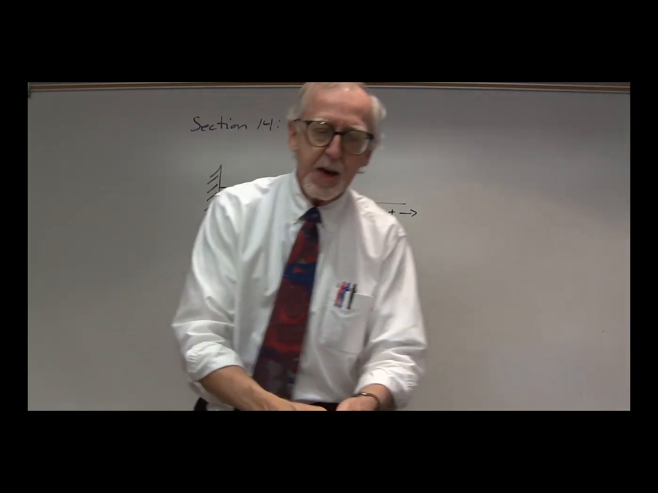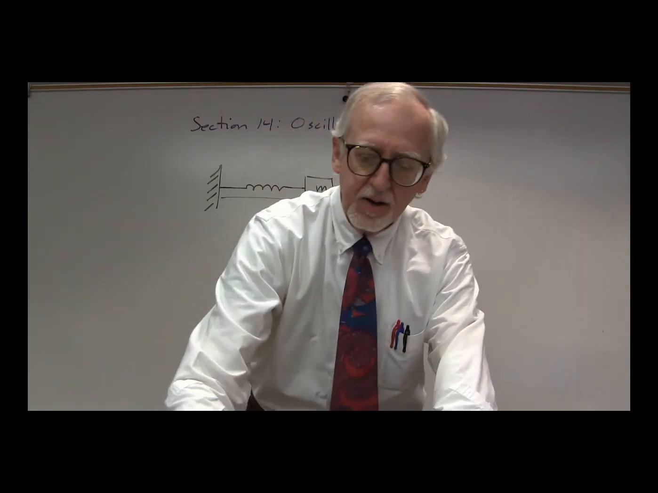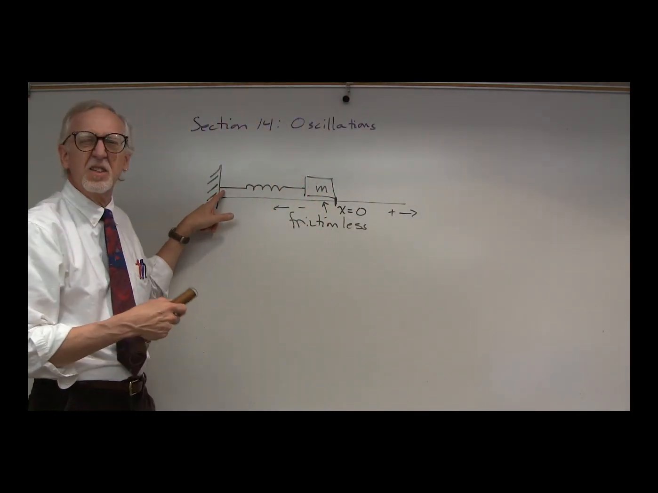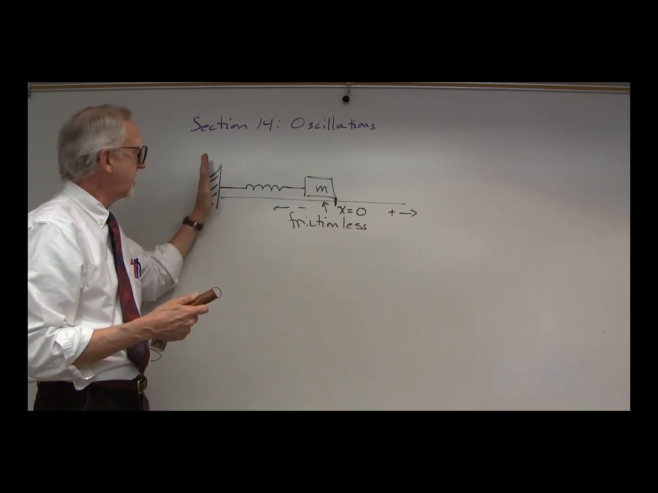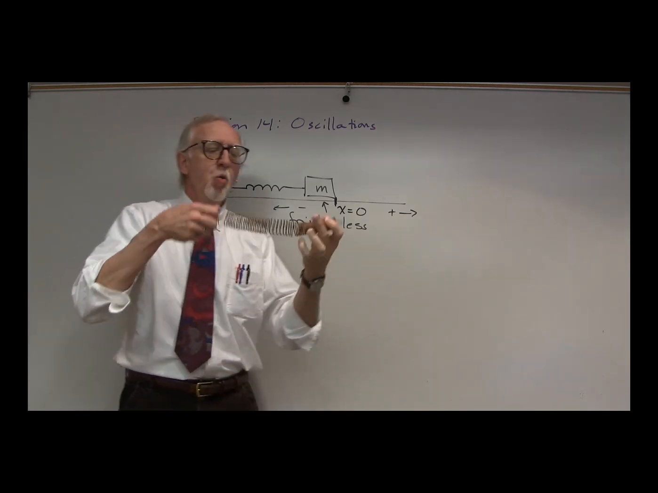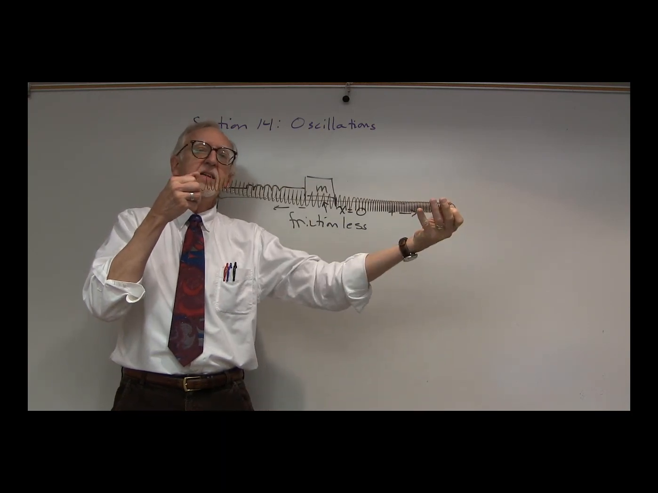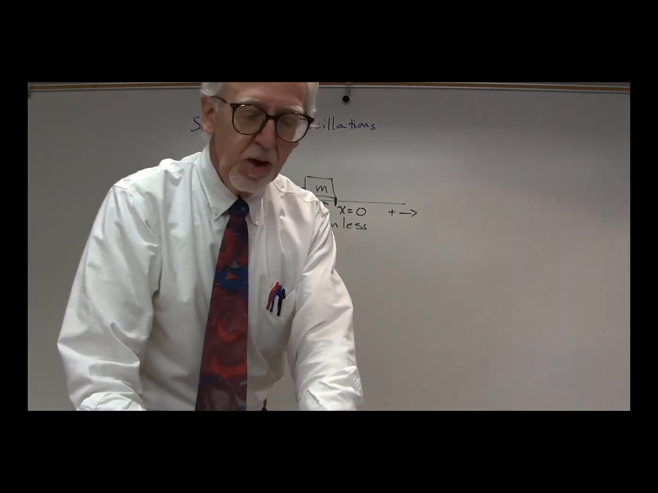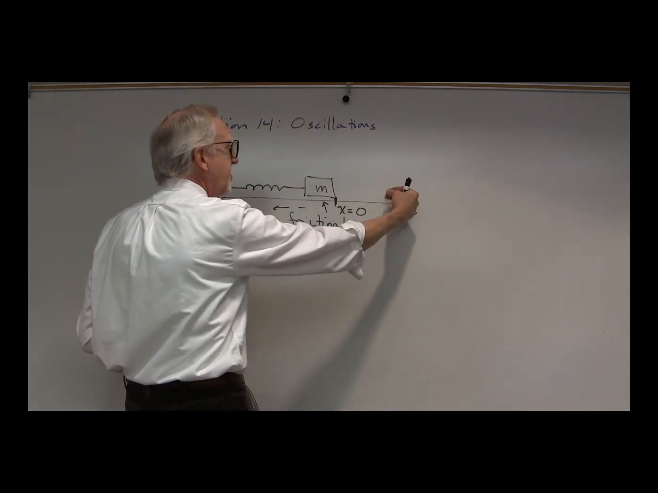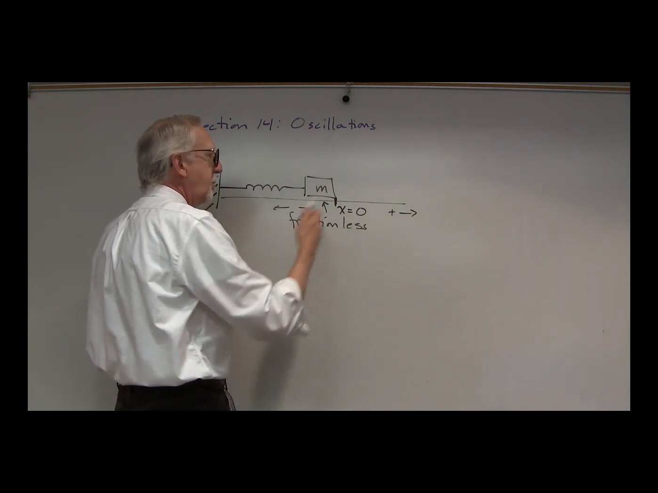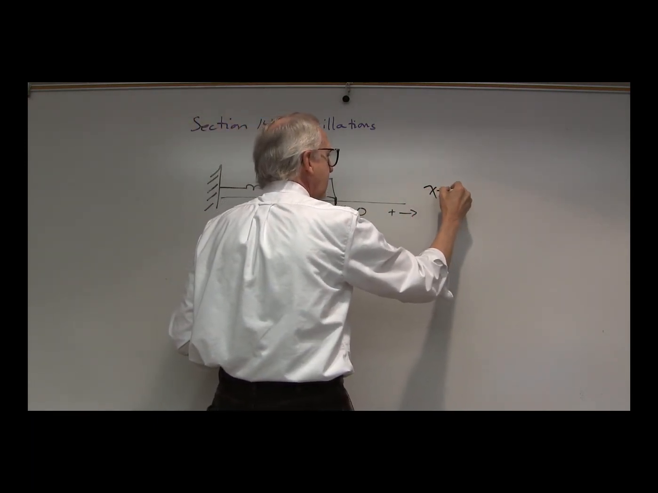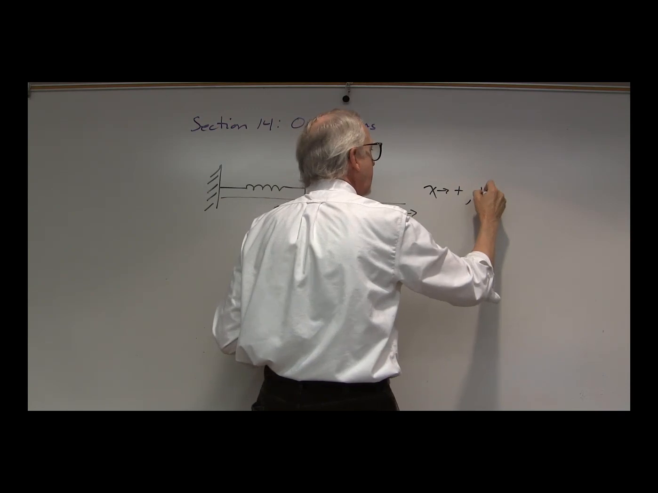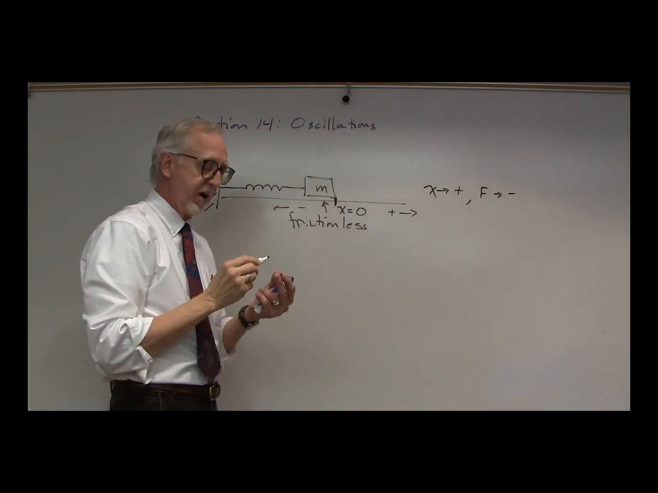So let's imagine what happens when we pull on the spring. This end we'll assume is fixed to some immovable wall. So the left end of the spring is not going to move. What happens when we move the end of the spring to the right? Well, the spring pulls back to the left. So if we give the mass some position, a positive x, then the force will pull back to the left this way. In other words, the force is going to be in the negative direction.